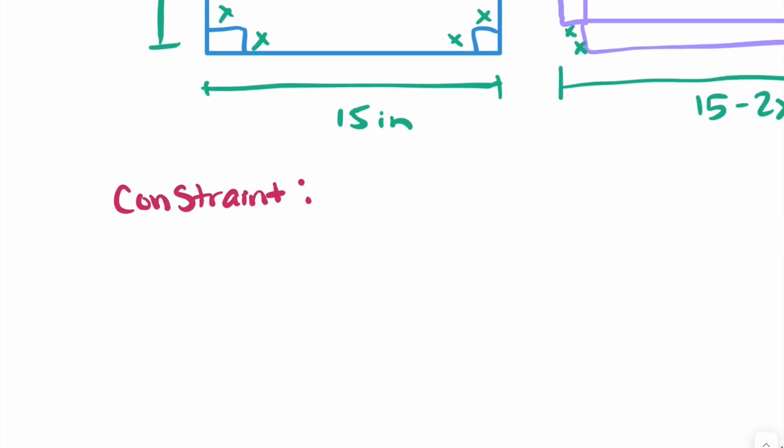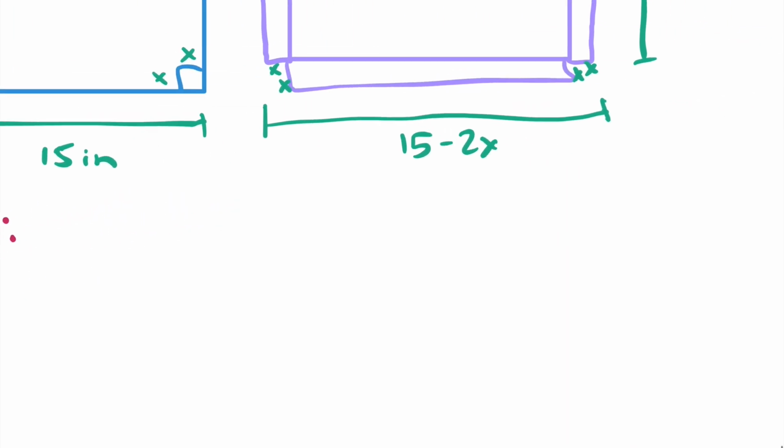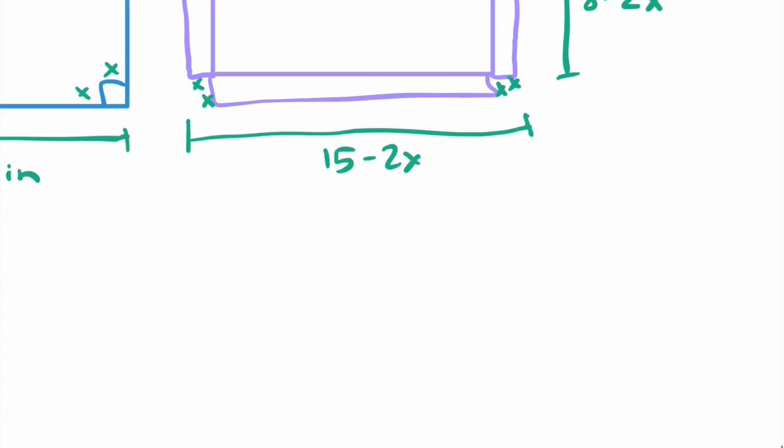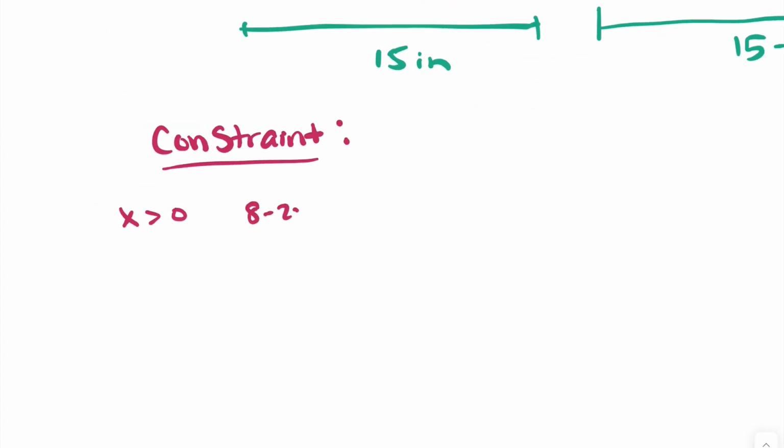Constraint. I spelled that right. What I know is that no matter what, the height will have to be greater than 0. I also know that this side has to be greater than 0 and this side has to be greater than 0. So I'll take 8 minus 2x and make it greater than 0, and I'll take 15 minus 2x greater than 0. So all three have to be greater than 0.